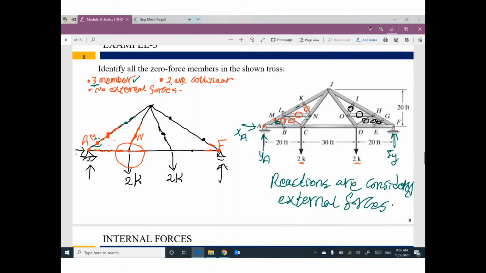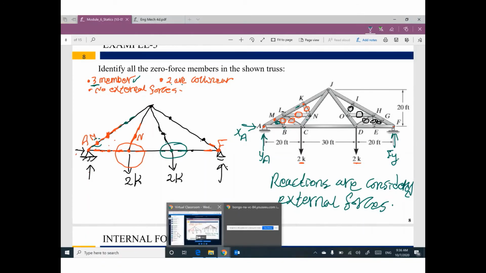If you are trying to watch any joint with 3 members, like this one, we have 3 members. 2 of them are collinear, that's fine. But we have external forces, so I cannot do any more. So the final decision, all marked members are 0. The remaining members will not be 0 force members.